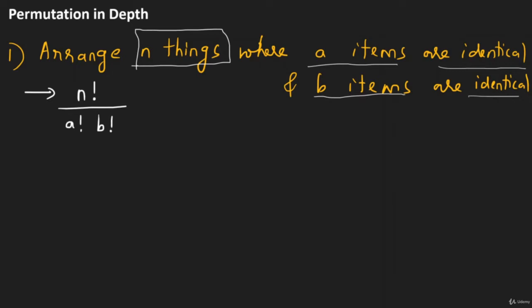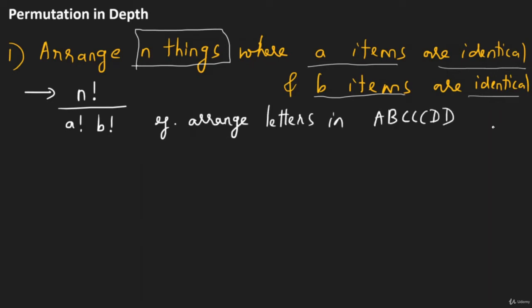Let's take an example to understand this better. Say you are asked to arrange the letters in A, B, C, C, C, D, D in unique ways. This can be done in 7 factorial divided by 2 factorial into 3 factorial ways. Why? Because the total number of letters given over here are 7. That's 1, 2, 3, 4, 5, 6, 7. That's your numerator. And 3 are of one type and 2 are of one type. That's why in your denominator you have 2 factorial into 3 factorial.